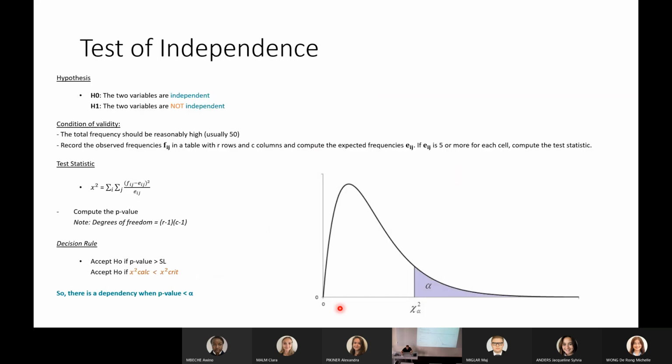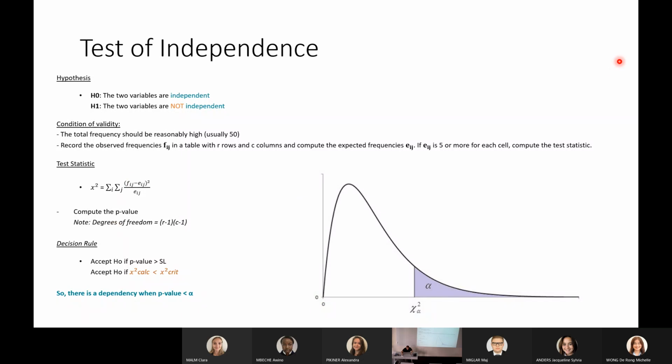So let's see the example. Test of independence, right? We have a chi distribution. That's the third distribution that we see. We saw the Z distribution, standard normal. We saw the T distribution, which we use when the standard deviation of the population is unknown. And now we have a chi distribution. So H0 will be that the two variables are independent. H1 will be that the two variables are not independent. We always check the conditional validity first. The total frequency should be reasonably high. Let's say 50 is the number: if it's lower than 50, we can't run it.